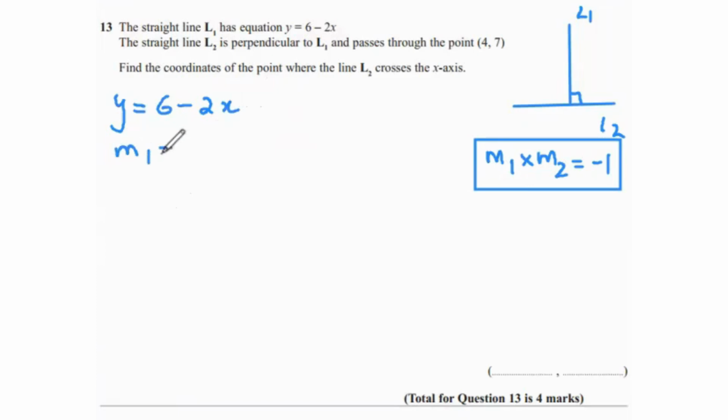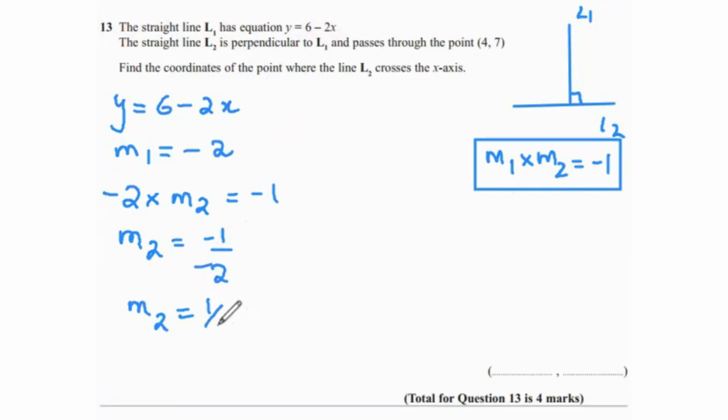So m1 is -2. Now we know that m1 is -2, and we know that if two lines are perpendicular, m1 times m2 is going to equal -1. So we can use this condition to find the value of m2. So -2 times m2 equals -1. m2 equals -1 over -2, which equals +1/2. That is the gradient of line 2.